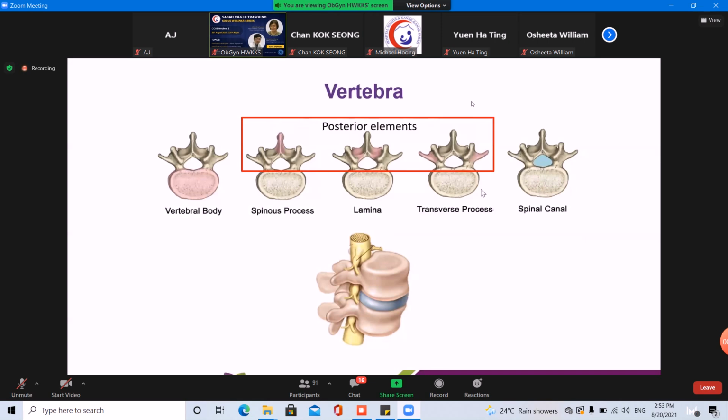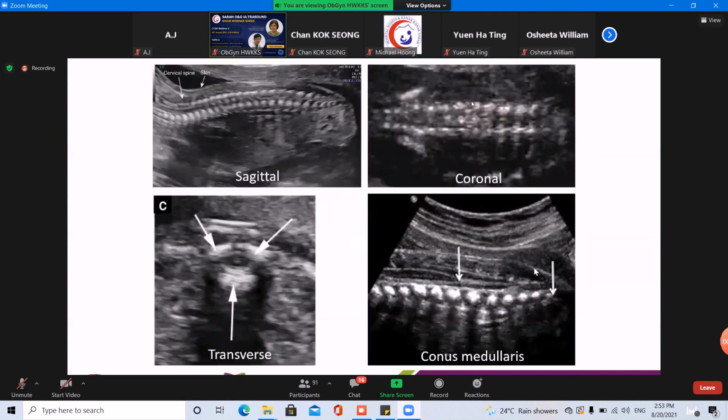And you can see that between the vertebral body and the posterior neural arch, there is a space inside. This space is the spinal canal, and the spinal cord is housed in this spinal canal here. Now, how do we examine the spinal cord? Again, we take three orthogonal planes: the sagittal plane, the coronal plane, and also the transverse plane.